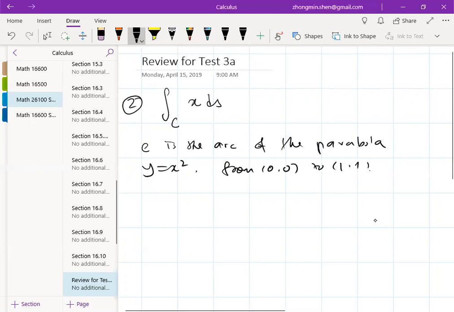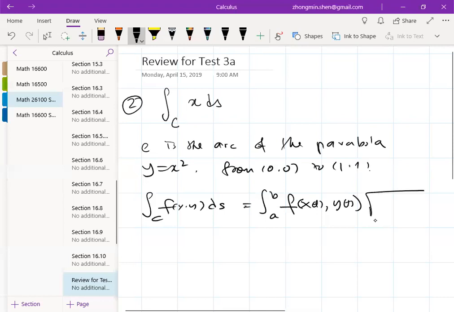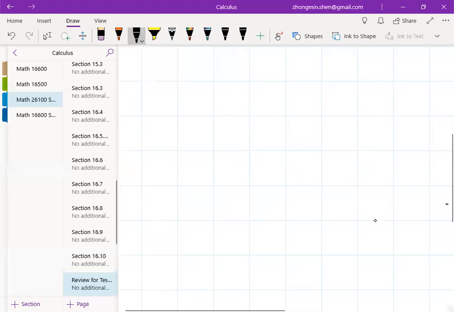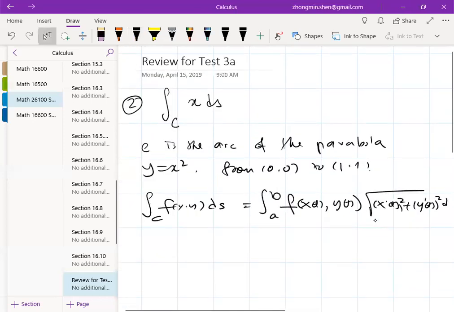In this case, all you have to do is find the parameterization. The formula we are going to use is, if you have a function f of x, the integral from a to b of f of x of t, y of t, but the ds is going to be the square root of x prime of t squared plus y prime of t squared, and dt.